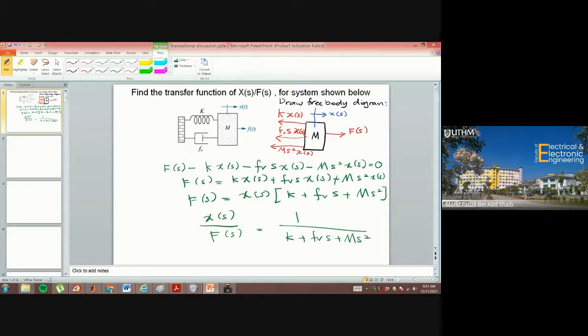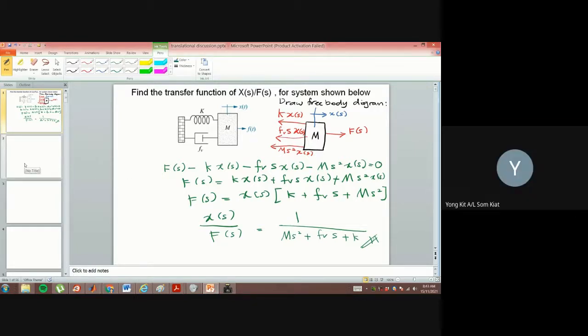If you want to make it look better, it's actually the same, we can put S squared at the front. This one becomes M S squared plus FV S plus K. This is the answer. This example is very simple; there is a more difficult example I will show you later.